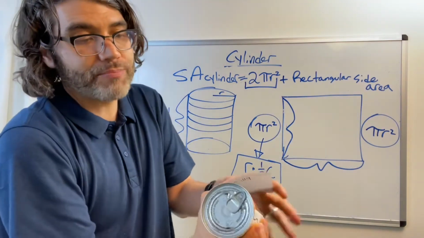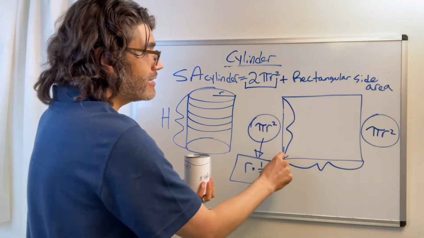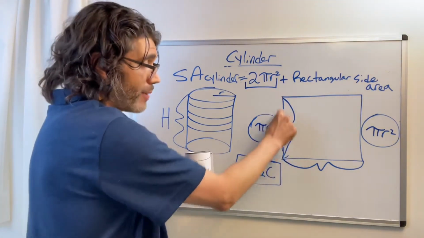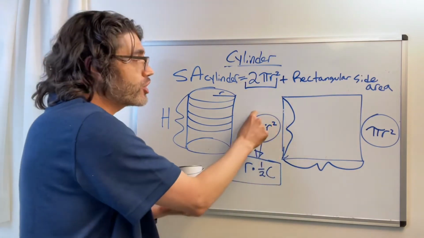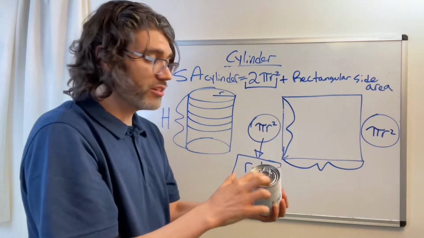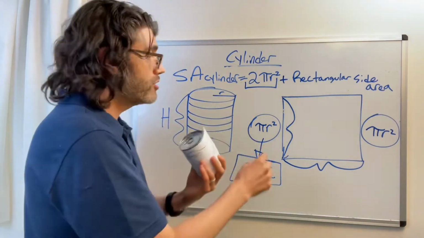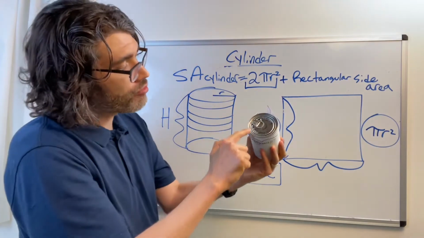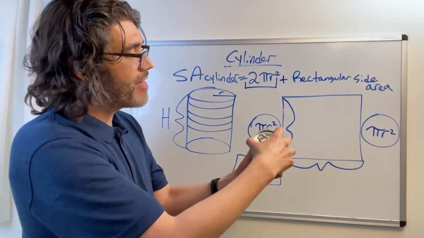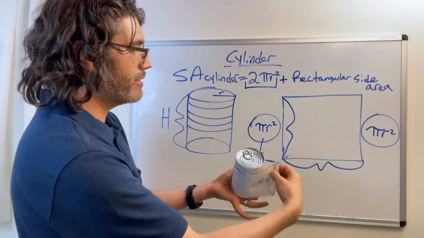Because you need to wrap the label around the can. And so the length of the rectangle is the same as the circumference of the circle, either the lid or the base. I mean, they're both the same circles. So if you wrap around the circumference, that is the length of this part of the rectangle. You see? It just went right around it.